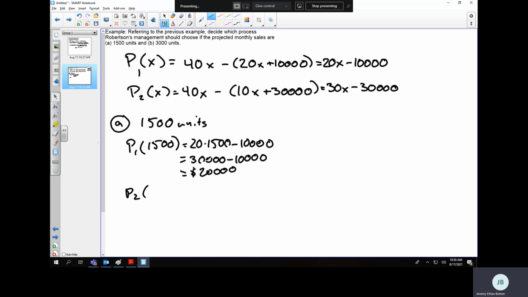P2 of 1,500 will be 30 times 1,500 minus 30,000. Okay, well, that's 45,000 minus 30,000, which is $15,000, $15,000 profit. So for 1,500 units, we still want to choose P1, or choose the first process.